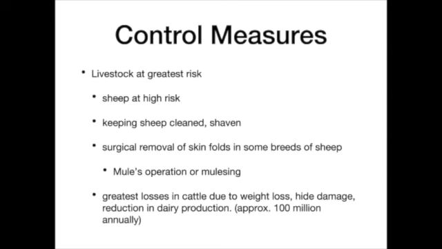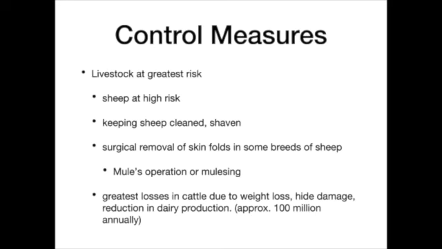Livestock, of course, are at greatest risk, and the classification of livestock with the biggest issues with flies and myiasis is sheep. Sheep have to be kept shaven. That really thick wool and all of the oils associated with it are often big fly attractants. They also have skin folds that aren't always seen. So when they shave the sheep, they find these skin folds, and in some breeds they will actually do surgery to surgically remove the skin folds.